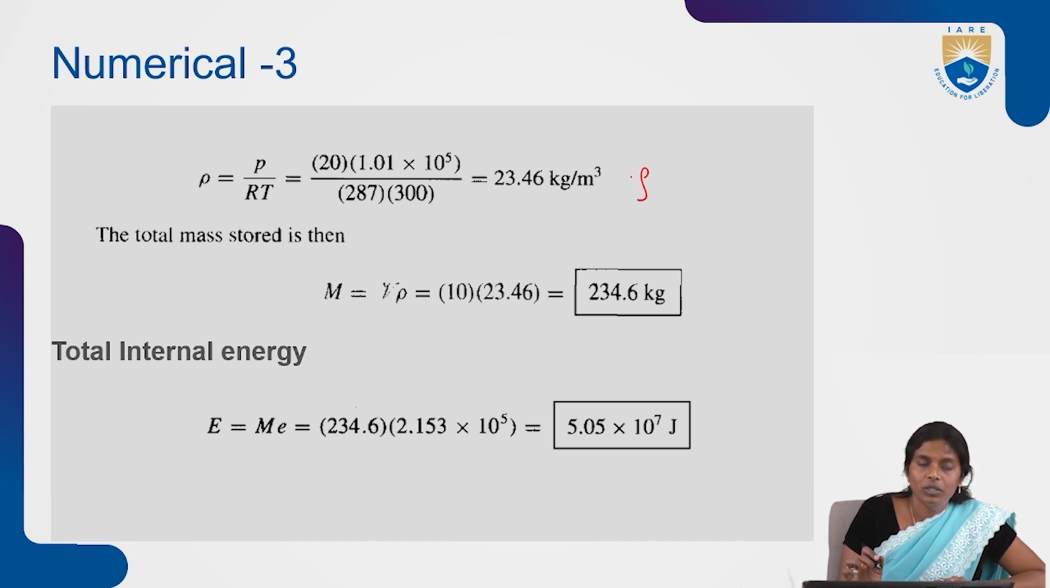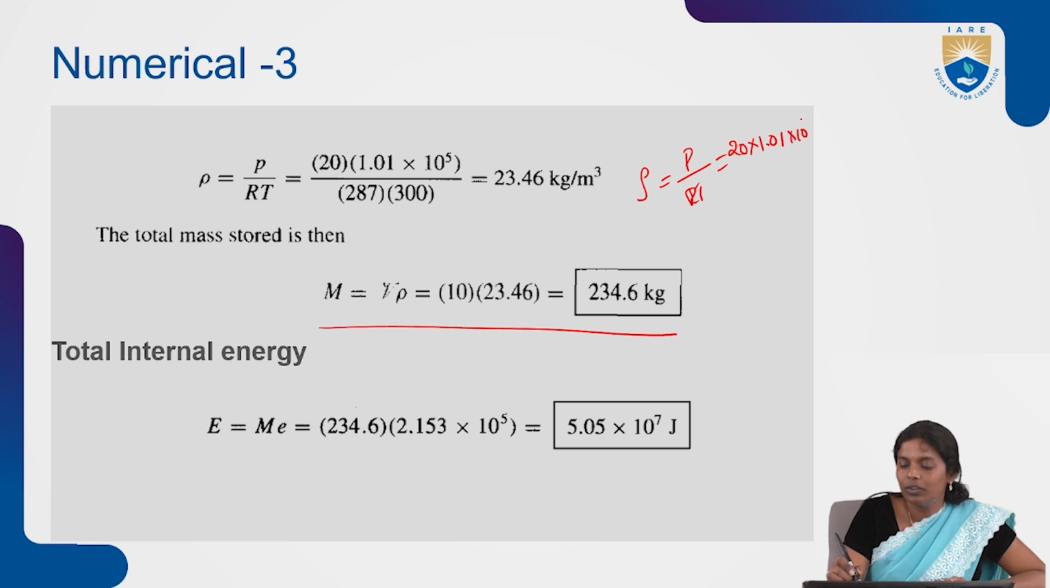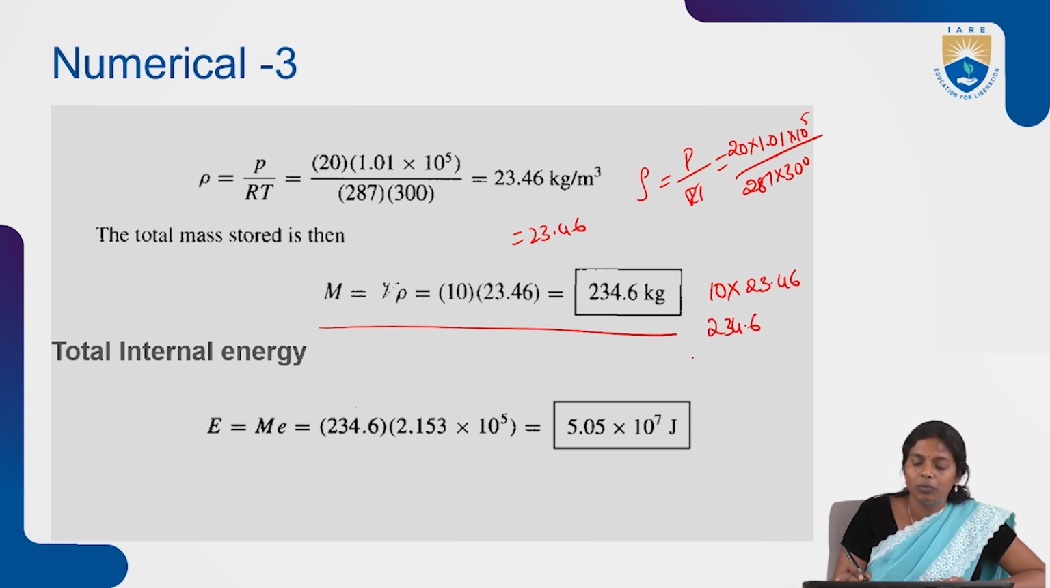Now what we know? Rho equal to P by RT we know. So the mass value which we have already calculated previously, the same thing. Rho equal to P by RT. So P equal to 20 into 1.101 into 10 power 5 divided by 287 into 300. So we will be getting 23.46. From there total mass is nothing but V into rho, that is 10 is the volume, and density value we got 23.46. So 234.6 is nothing but mass.